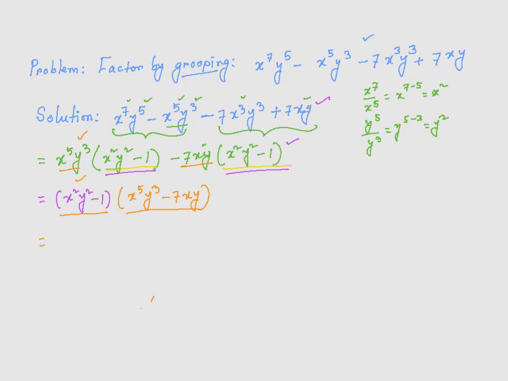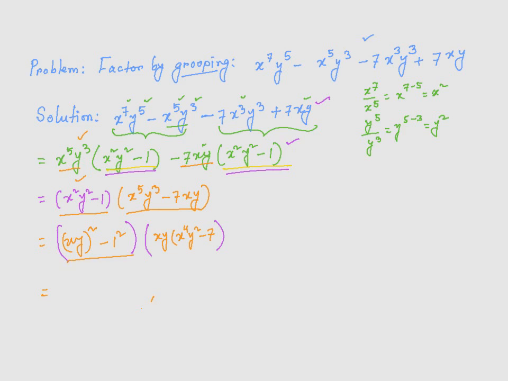So this term I could write as follows: xy whole square minus 1 square. That's just the term right here inside this. Now in the second one, I could actually factor out xy. If I factor out xy, I'd be left with x to the power 4 y square minus 7. Now I could simplify it.